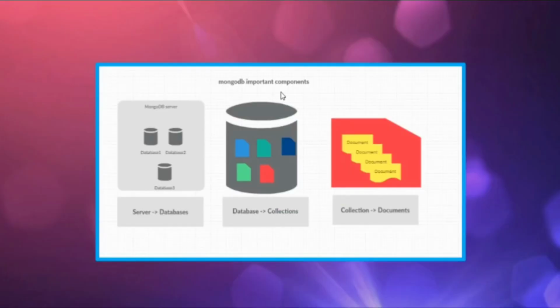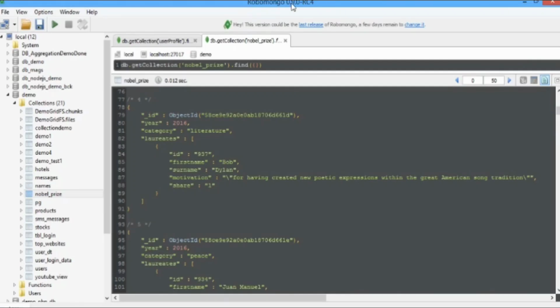So this diagram shows the important components of MongoDB. We have a MongoDB server. Under that, you can have many databases. Under databases, we have collections. A collection is a group of documents. So this is simple. Server has databases. Database has collections. And collections will have documents. I have connected to my local instance of MongoDB using a RoboMongo client, and you can see how the data is organized in a collection.